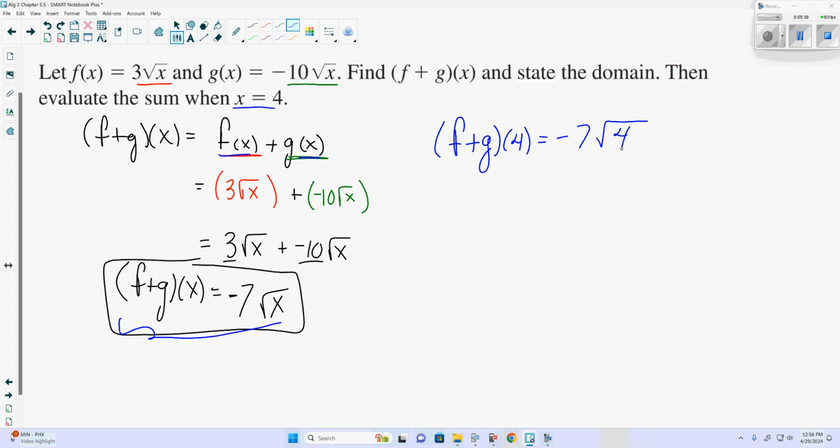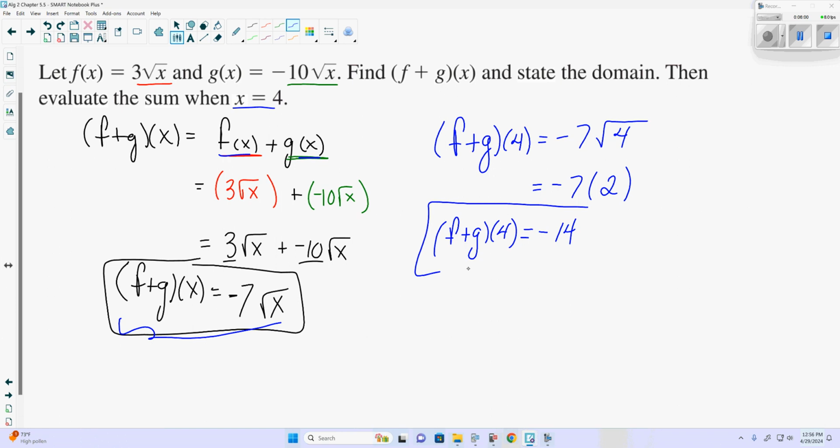Questions on how we got to this part? There's two ways we can do this. First way is we can look at this here and say the square root of 4 is 2. Negative 7 times 2 is, so f plus g of 4 is negative 14. Okay. We want to see the other way we could have done this.